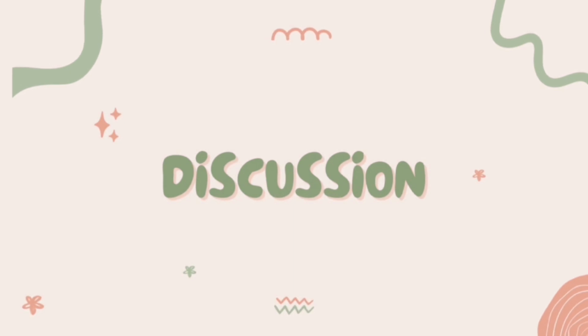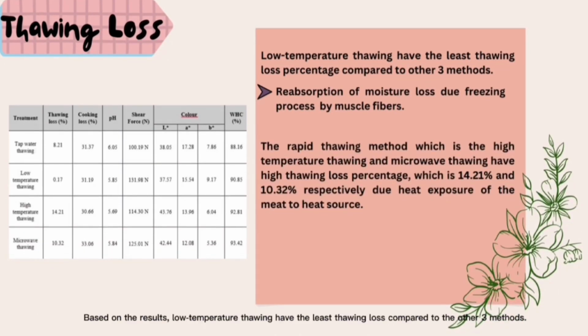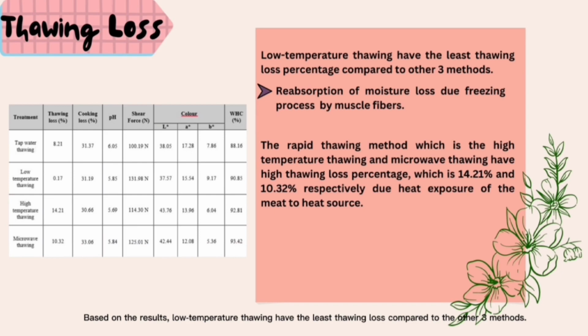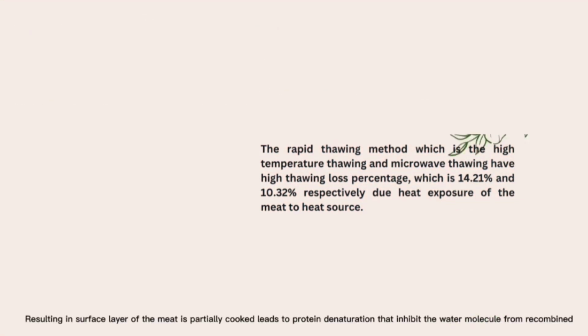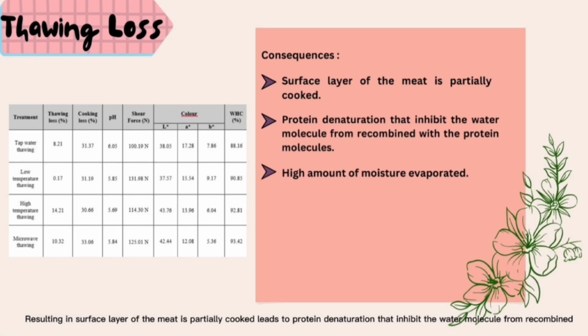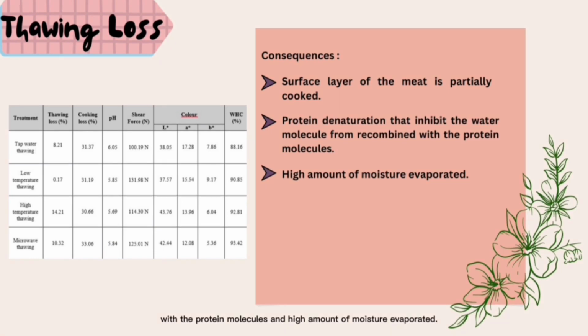The most important part is the discussion based on the results. Low temperature thawing has the lowest thawing loss percentage compared to the other three methods. This is because the muscle fibers reabsorb the moisture that was lost during the freezing process through sublimation. High temperature thawing and microwave thawing have high thawing loss percentages, which are 14.21% and 10.32% respectively, due to exposure of the meat to a heat source, resulting in the surface layer being partially cooked, which leads to protein denaturation that inhibits water molecules from recombining with the protein molecules, and a high amount of moisture evaporates.